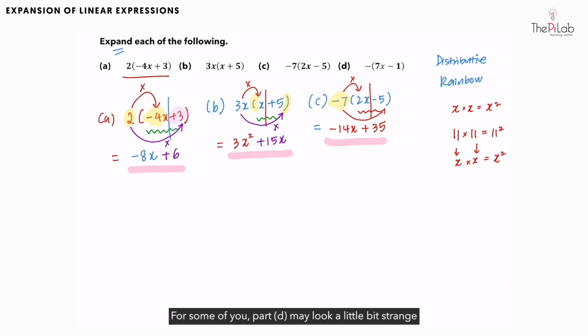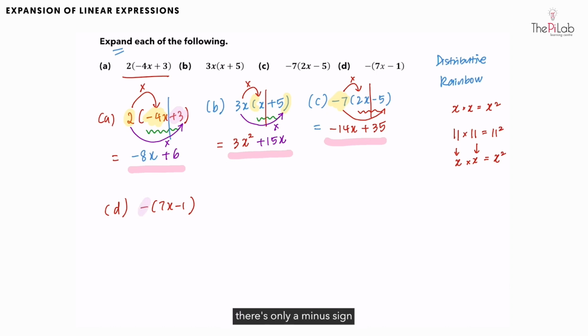For some of you, part D may look a little bit strange because some of you might tell me, but teacher, got no number. I agree, there's no number. There's only a minus sign. But actually, the minus sign here represents negative 1. Okay, there's a hidden 1 there that we usually do not write. So that is the actual meaning of the minus sign. So whenever you have cases like this where there's just a minus outside, you can help yourself and write down 1 just beside the minus sign.